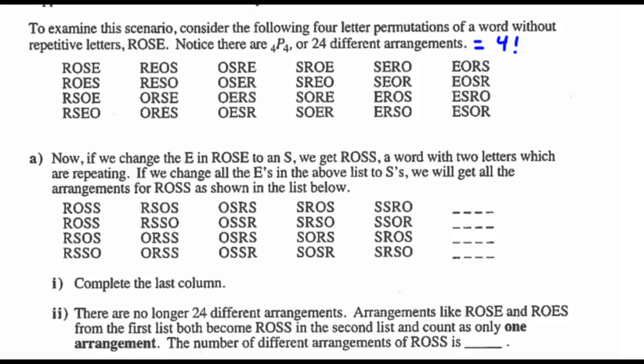Now, if we change the E in rose to an S and we get Ross, a word with 2 letters which are repeating, what happens to the number of arrangements? Well, step 1, let's complete the last column. So they've done column for column here and just changed every E into another S. So they want us to complete this last column. So instead of EORS, we're going to have SORS. And instead of EOSR, we're going to have SOSR. And so on. And instead of ESRO, SSRO. And finally, SSOR.